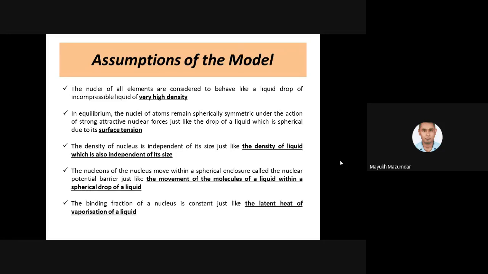Number four would be that the nucleons move in a spherical enclosure. We'll see this when we study nuclear forces. That is, the nucleons inside the nucleus are bounded. They are allowed to move only within a potential barrier. I think you have studied this thing, right? Potential barrier, barrier potential. Actually, that is different. Barrier potential and potential barrier are different.